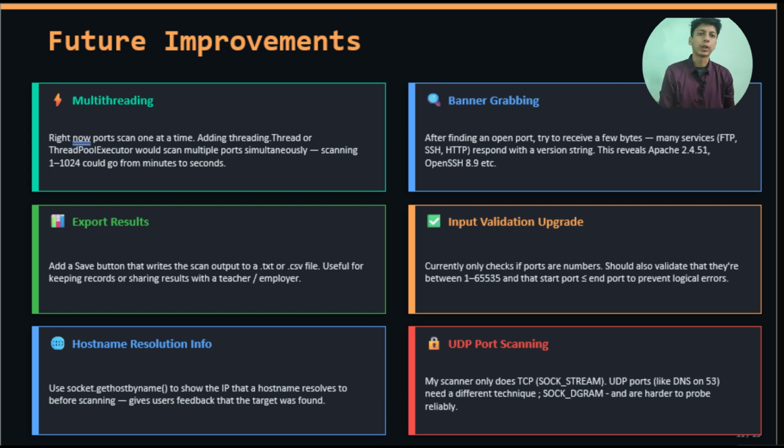Now let us talk about future improvements. Although functional, this project can be improved by adding multi-threading for faster scanning, implementing banner grabbing, exporting results into CSV, PDF, or TXT, stronger input validation, and adding UDP scanning support. These improvements will make the scanner more advanced and efficient.